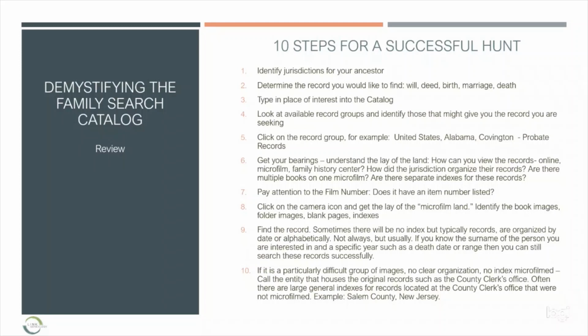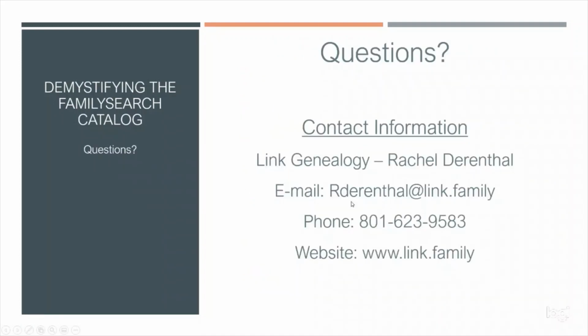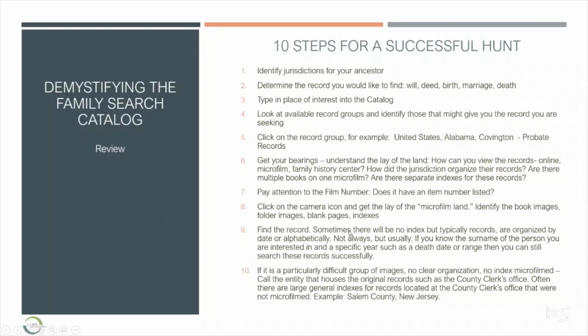Understand what's happening. And you'll click on the camera icon. You'll jump into microfilm land, and you'll get, again, your bearings. How is this organized? Are there folders? Is it by book? Does it list section number? And then you'll find your record, and then you'll download the record. Now, typically, records have indexes online on FamilySearch, but sometimes there's no index.